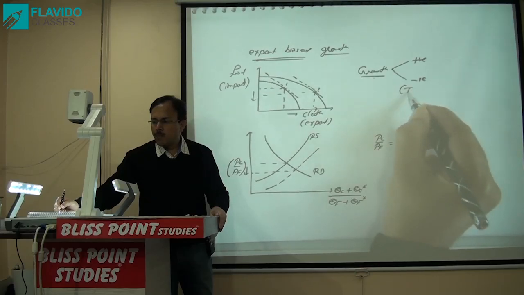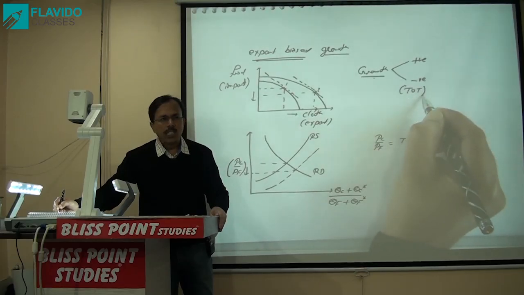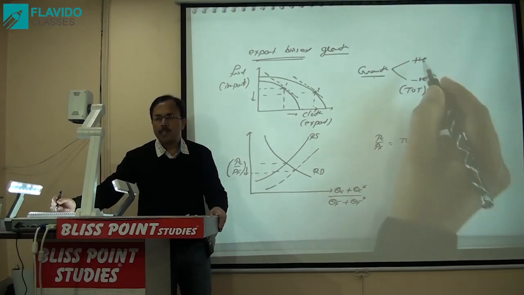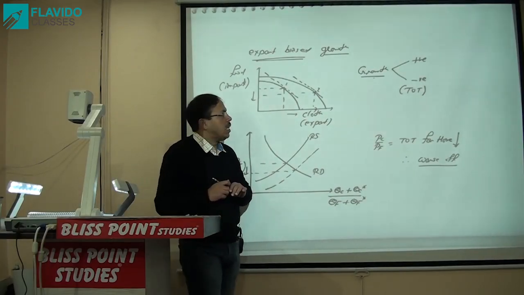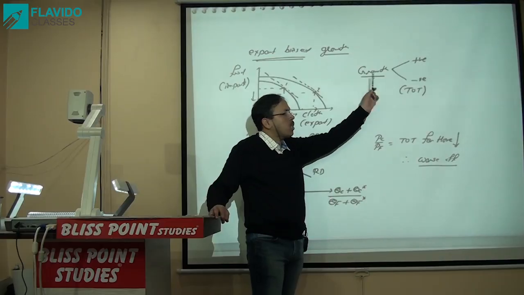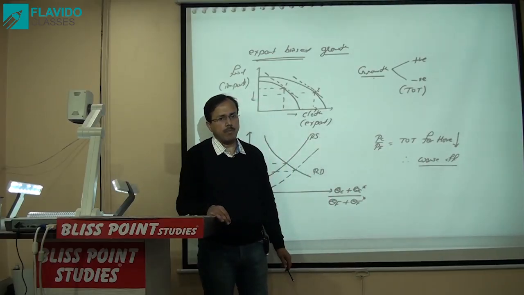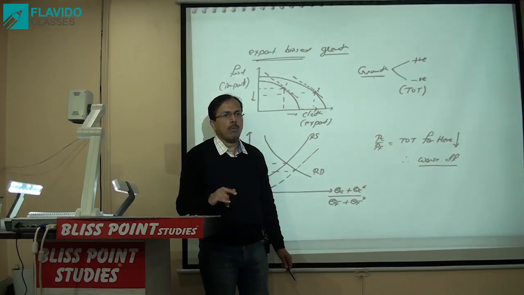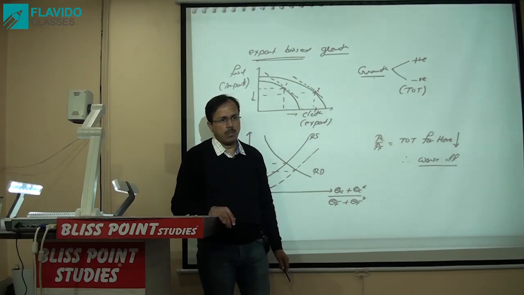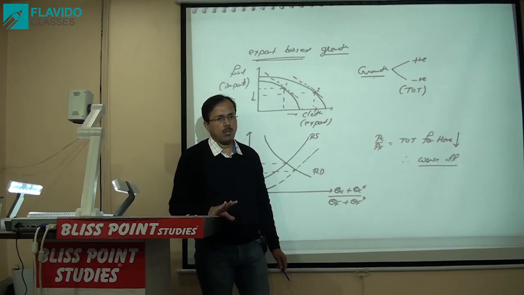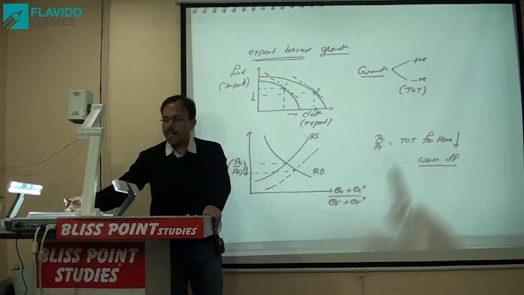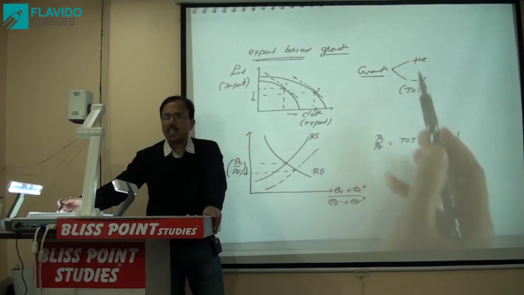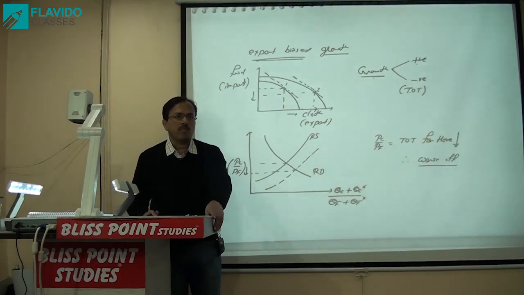So the negative effect is because of unfavorable TOT, and the positive effect is due to the increase in resources. Now if this negative effect is more than the positive effect, then the entire effect is negative, and such growth will be referred to as immiserizing growth. So we have immiserizing growth when the negative effect of TOT is greater than the positive effect of growth.